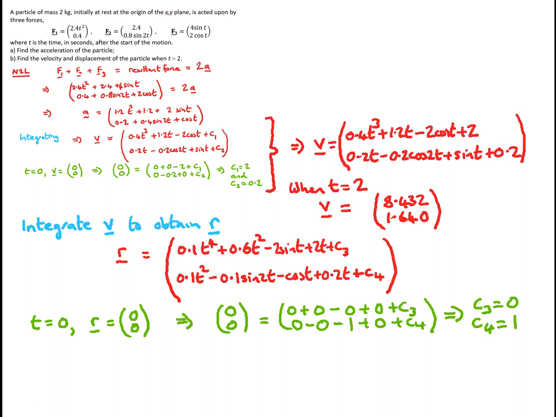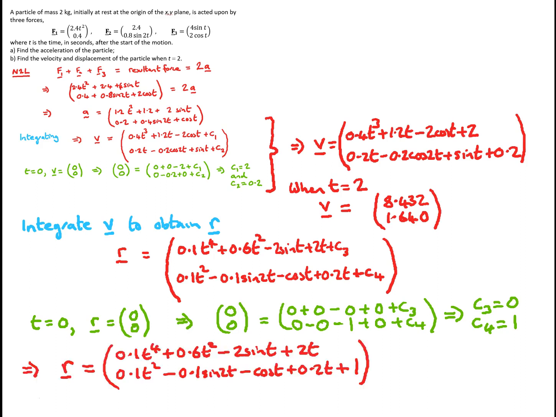So we've now got our expression for the displacement at time t. And if we insert t equals 2 into this, then the displacement when t equals 2 is 6.18 in the x direction and 2.29 in the y direction.